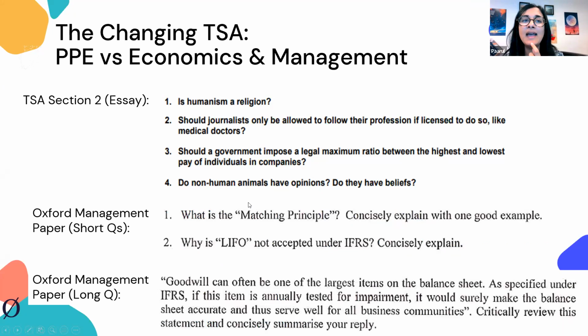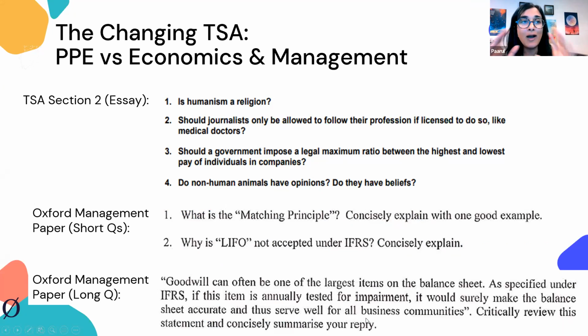But if we compare what these TSA questions are like to Oxford management questions, these questions are a lot more specific, right? So what is the matching principle? But it doesn't just ask you an open-ended question. It then says concisely explain with one good example. Concisely explain and critically review this statement and concisely summarize your reply.